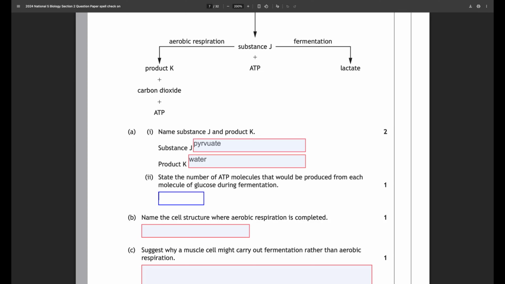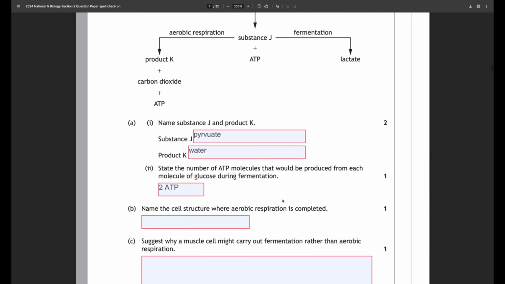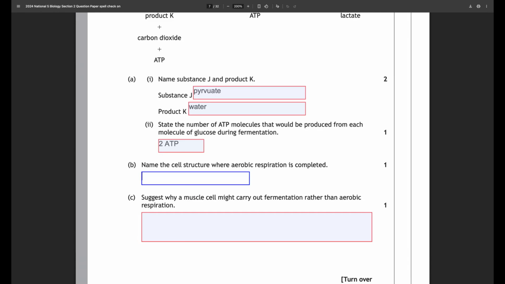Part 2, state the number of ATP molecules that would be produced from each molecule of glucose during fermentation. We know that for fermentation, there is no second stage producing ATP. In aerobic respiration, the second stage produces a large number, but in fermentation, there is no ATP made. The only ATP made during fermentation happens during the first reaction, where glucose is broken down into pyruvate, and as well as 2 molecules of pyruvate, we also produce 2 molecules of ATP. Again, that's just a memory one. You need to know that 2 ATP are made in that first breakdown reaction.